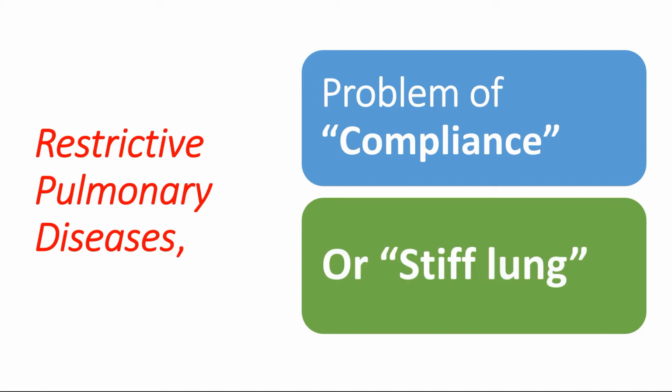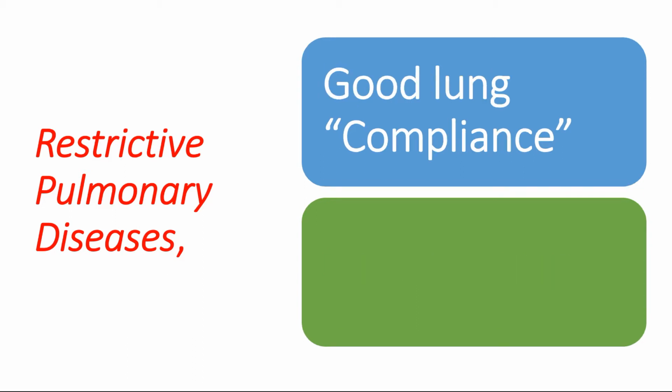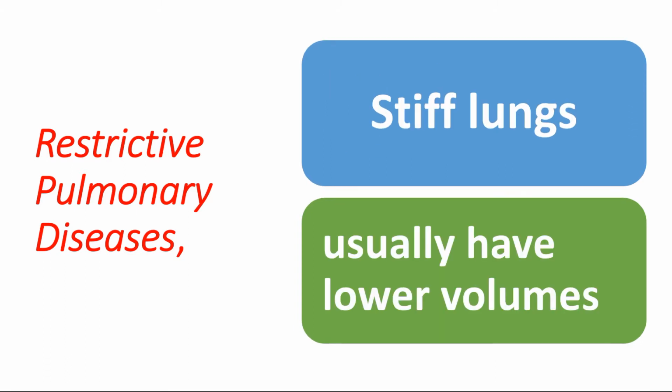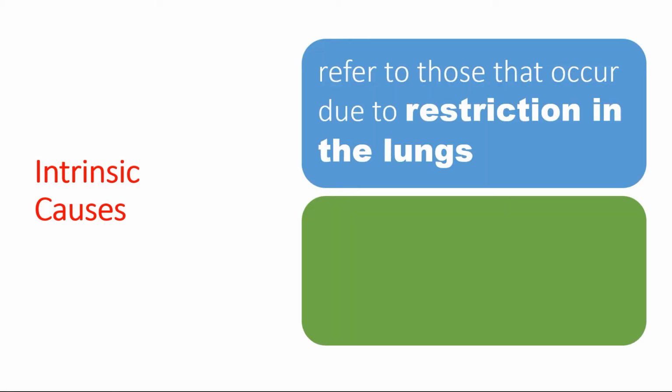So what is compliance? Compliance means the ability of the lung to expand with air. Good lung compliance means the lungs expand easily. A stiff lung usually has low compliance and low volume. This may be due to several causes. Causes of restrictive lung diseases may be intrinsic causes, extrinsic causes, or neurological causes. Intrinsic causes refer to those that occur due to restriction in the lungs.